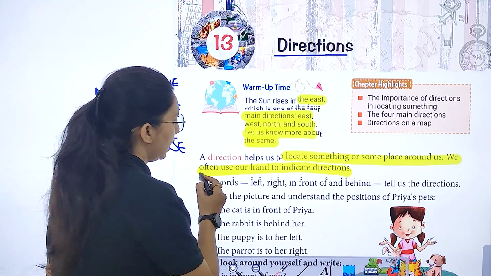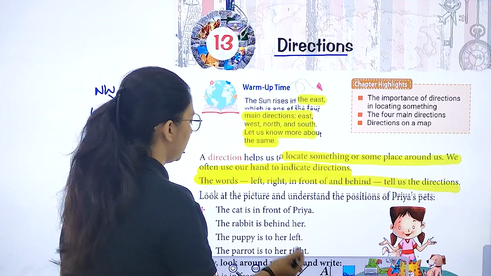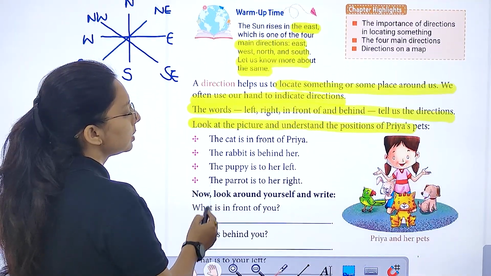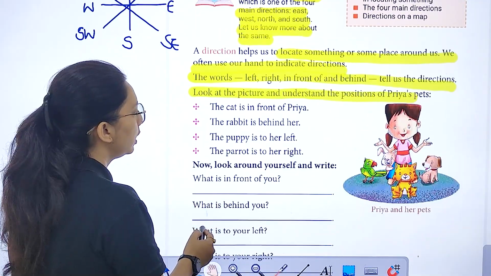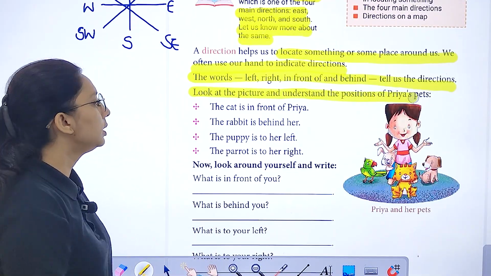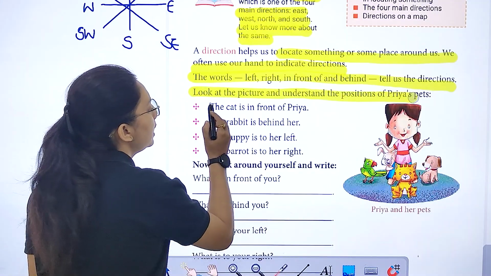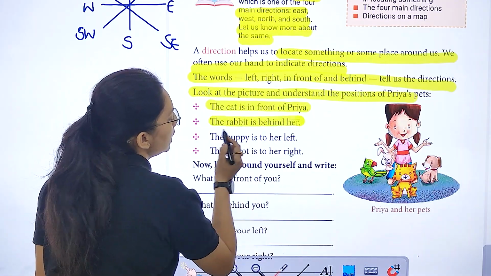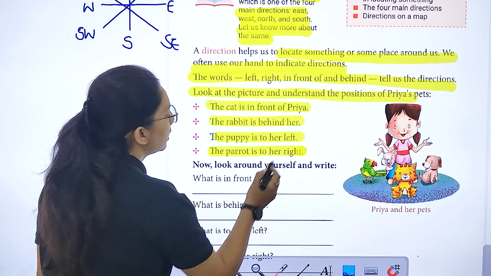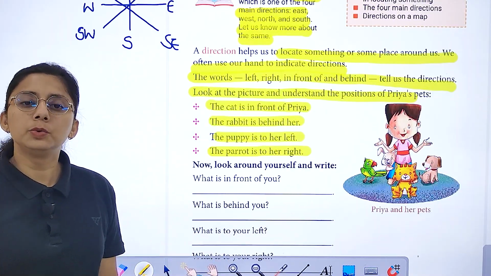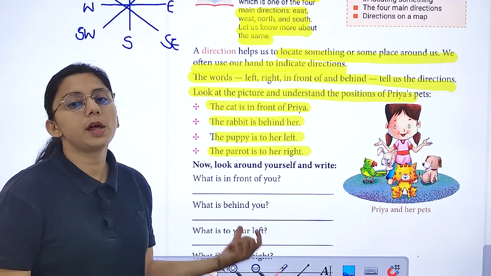The words left, right, in front and behind also tell us direction. Look at the picture and understand the position of Priya's pets. Here the pets are standing around her. The cat is in front of Priya. And where is the rabbit? The rabbit is behind her, the puppy is to her left, and the parrot is to her right. So what are we using? We are using the hands to show the direction.